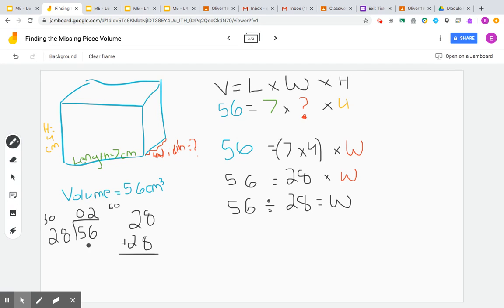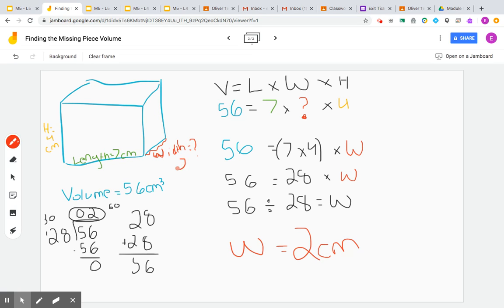2 times 8 is 16. 2 times 2 is 4, plus 1 is 5. We used all 56 of our ones, and there's nothing left over. So I know that my missing width is going to equal 2 centimeters.